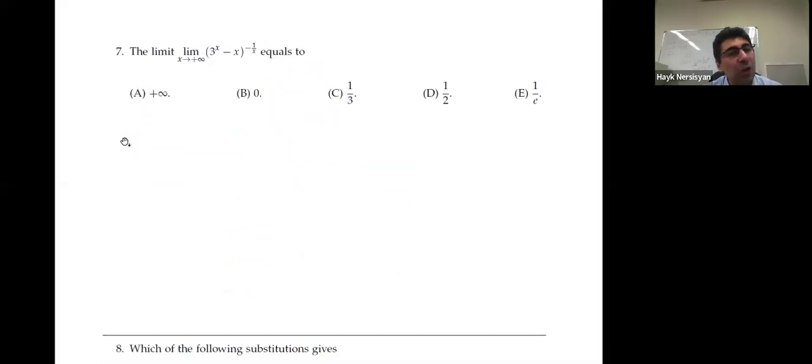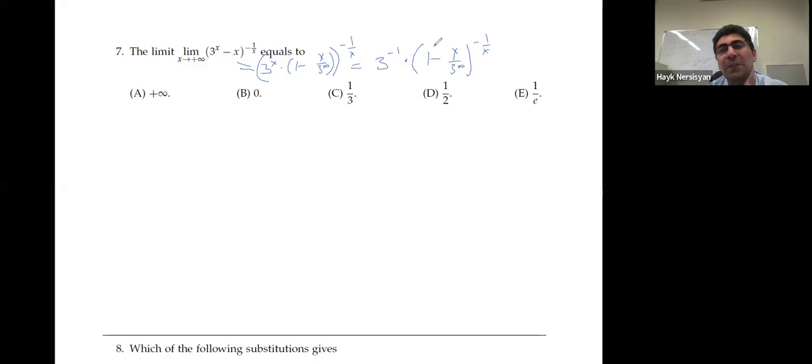Number 7, I'm going to skip this one. It is quite similar to the one that we considered a bit earlier. We can just take 3x into common. Okay, let's do it quickly. When x goes to infinity, taking 3x into common, we'll get 3x times (1 minus x divided by 3x), all to the power of minus 1 over x, which means we get 3 to the power of minus 1 multiplied by (1 minus x over 3x) to the power of 1 minus 1 over x.